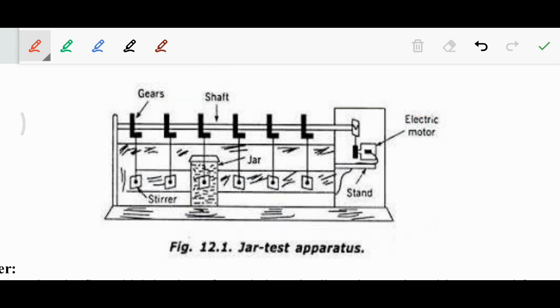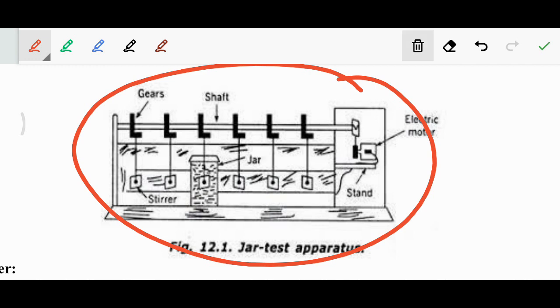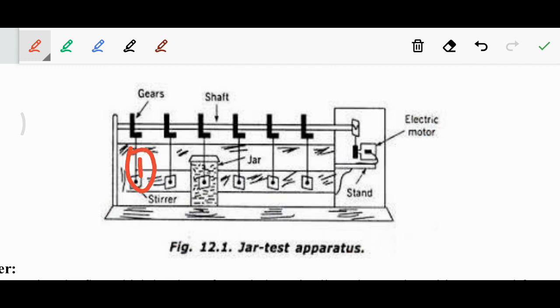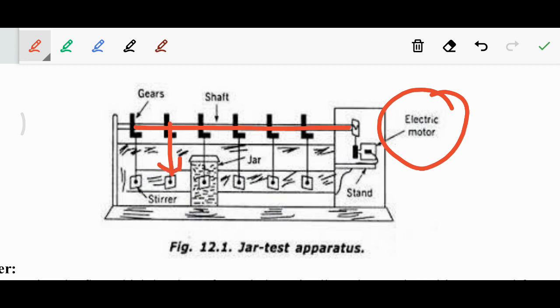In the jar test we are using beakers. This is a beaker, of size 1 to 2 liters. Let's say in this experiment we are using six beakers: 1, 2, 3, 4, 5 and 6. There will be an electrical motor connected to this shaft, and it will rotate these paddles.